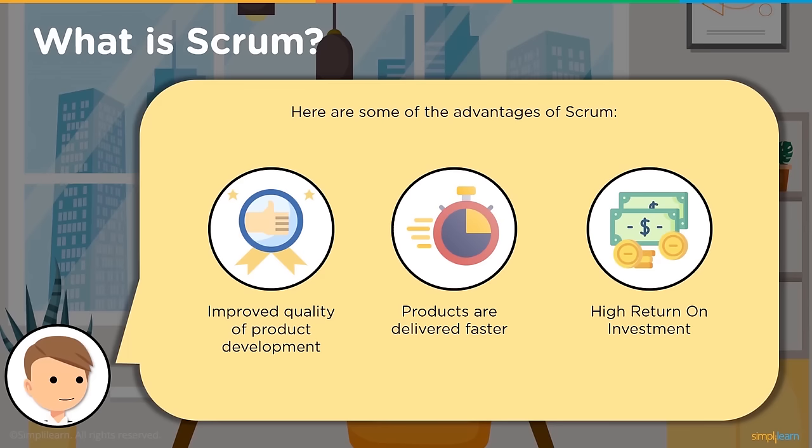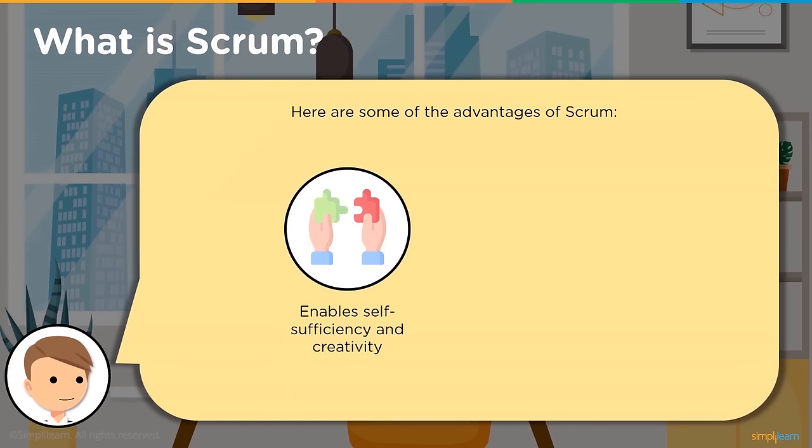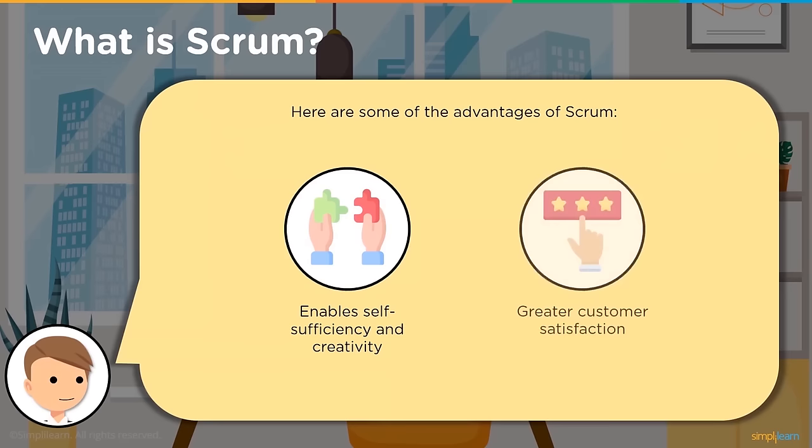Next, Scrum enables self-sufficiency and creativity. It enables team members to be creative with problem solving and to take a hands-on approach to the project. And since decisions are taken by each member of the team, they make sure of their own self-sufficiency. And finally, it improves customer satisfaction thanks to the constant involvement with each phase of the project. With feedback and interactions, the final product is more likely to be in a form that they'll appreciate.